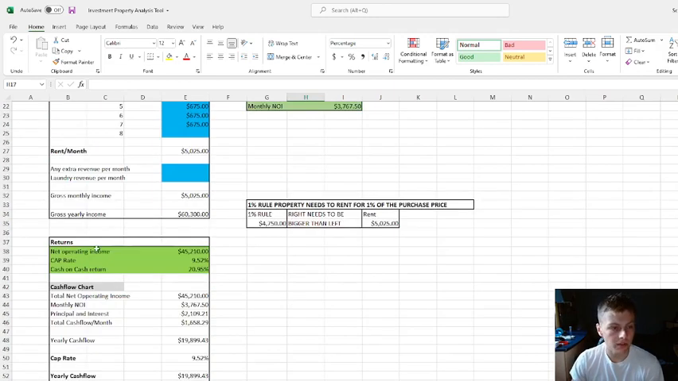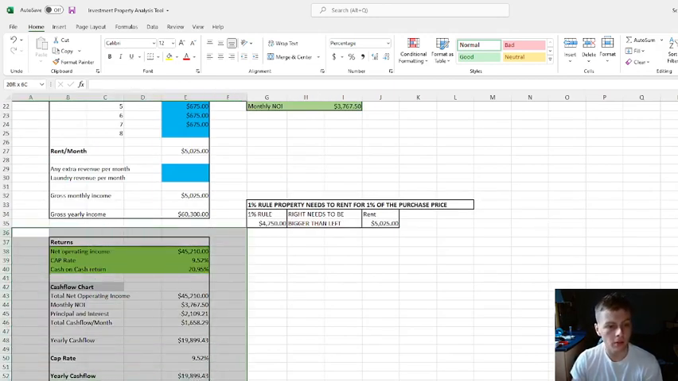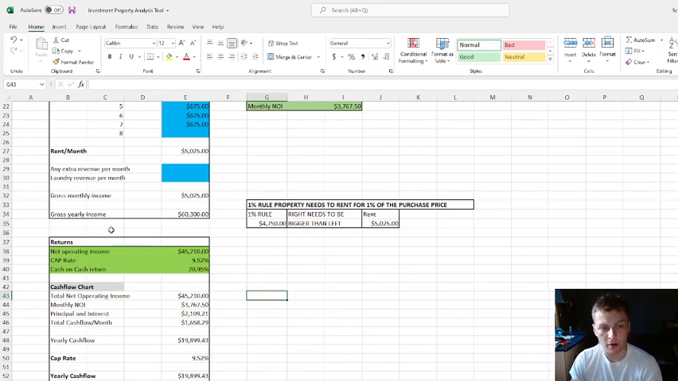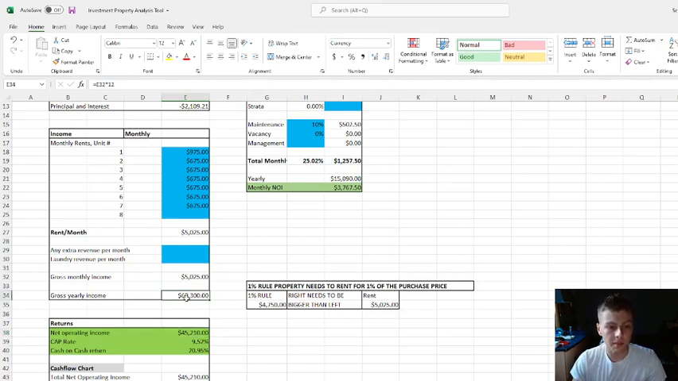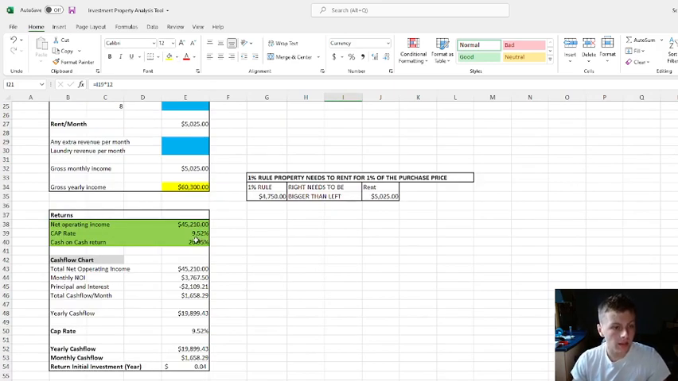So we'll scroll down next to the returns. This is the cash flow and return metrics that are very important to notice in a property. So as you can see, the net operating income is $45,210. Where we got that number is the gross yearly income of $60,300. And then we subtracted the yearly expense of $15,000. And the cap rate is going to be 9.5%. And the cash on cash return is 20.95%.